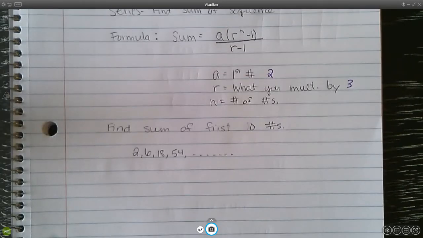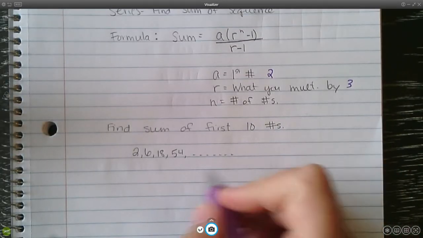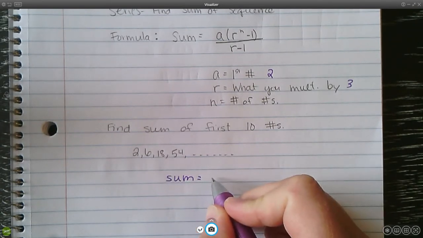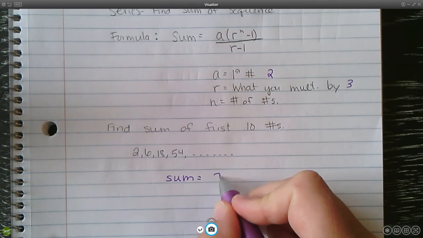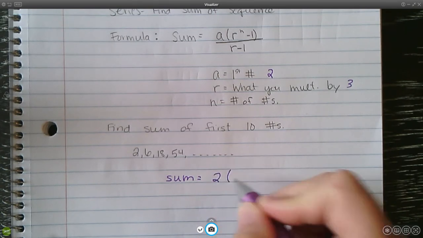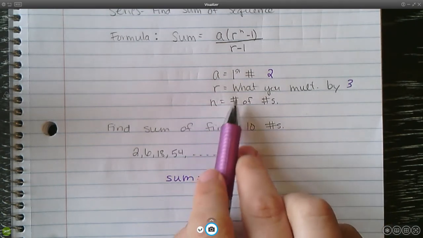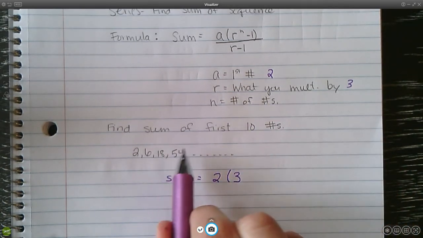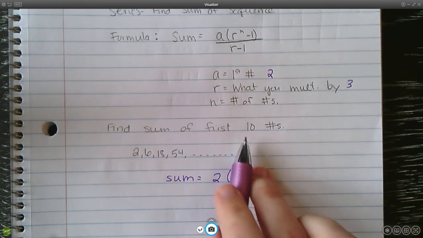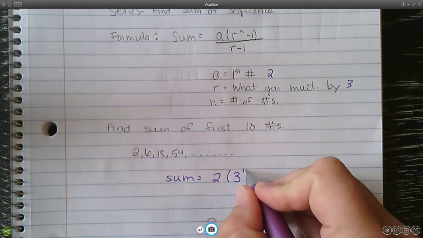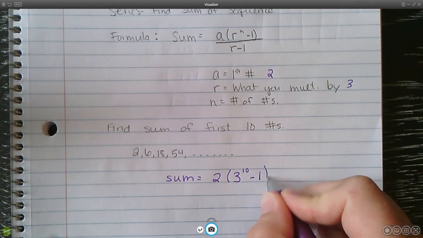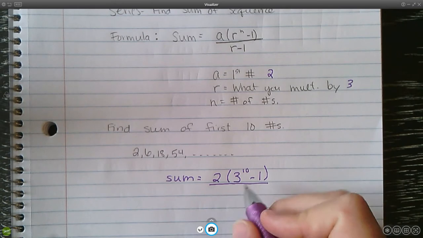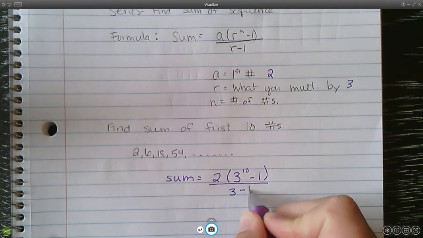So we want to find the sum of the first 10 numbers. So we take your sum equals a, which is your first number, so 2. Then you do a parenthesis, and then you do r. So r is what you multiply by, so that's 3 to the power of n, which is your number of numbers. So we're trying to find the first 10, so we put a 10 here, minus 1, over r, which is what you multiply by, so 3 minus 1.